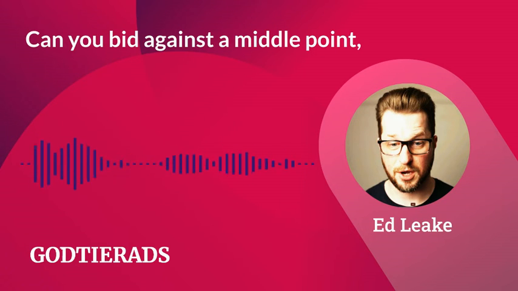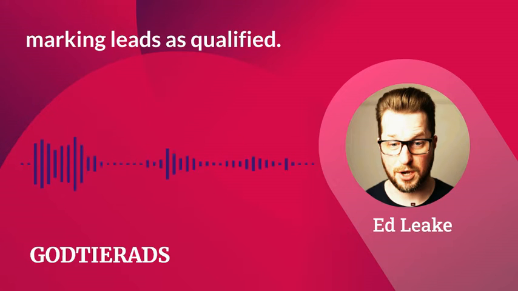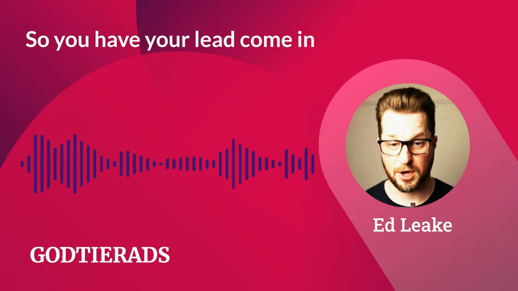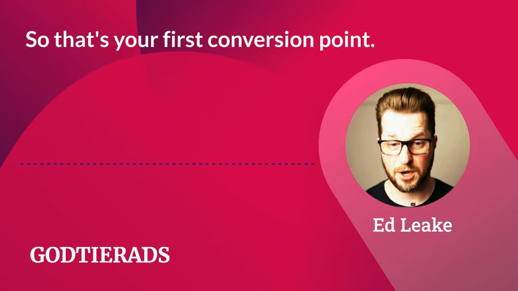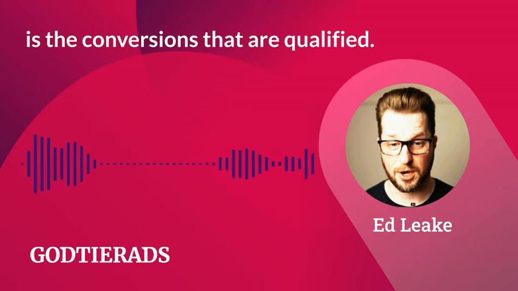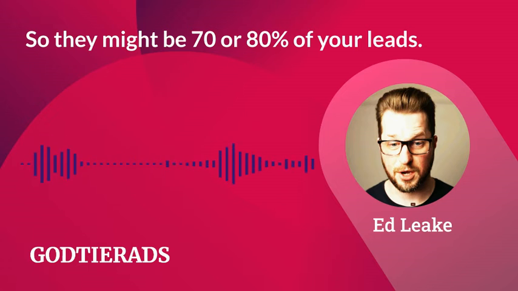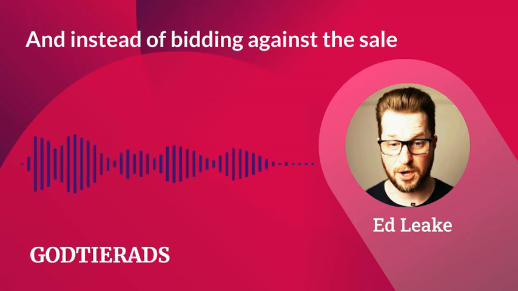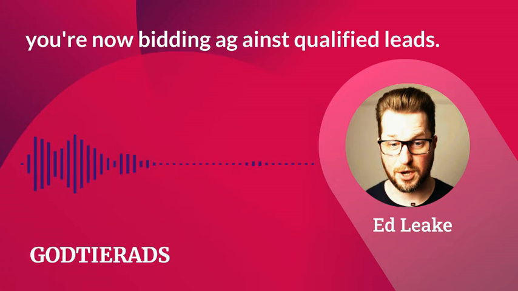Can you bid against a middle point, a qualified lead? So you have the CRM system marking leads as qualified. Your lead comes in as a conversion, so that's your first conversion point. Your second conversion, that's offline and uploaded from the CRM, is the conversions that are qualified. They might be 70 or 80% of your leads. And instead of bidding against the sale or that first conversion, you're now bidding against qualified leads.